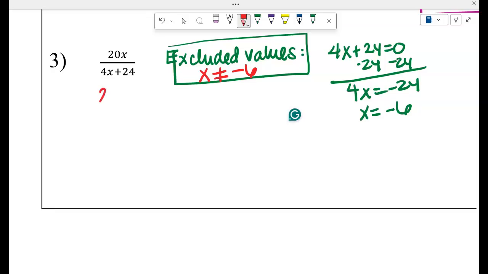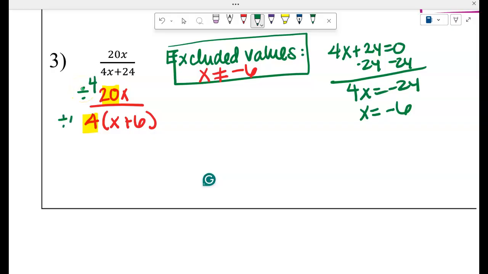On the numerator, we have 20x. On the denominator, we have to factor out a 4. So when we take out a 4, we have x plus 6. We have 20 and 4, which means we can divide the top and bottom by the same number, 4. So 20x divided by 4 is 5x on the top. 4 divided by 4 is 1. So that means we have 1 times x plus 6.